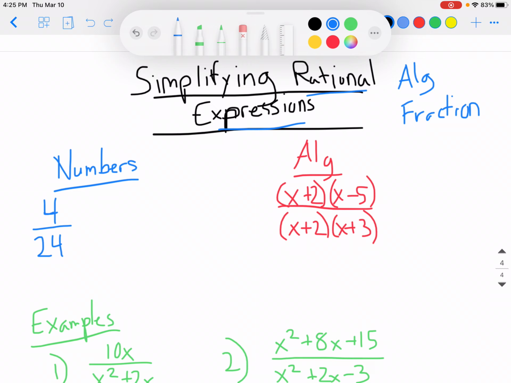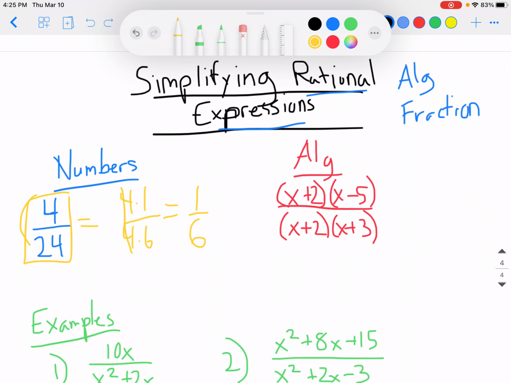So for example, let's take a look at this. If we have numbers and we see 4 over 24, we notice they have a common factor, and that factor is going to be 4. We think of this as 4 times 1, and this is 4 times 6 down here. Because they have that common factor, we can cancel it out and we get 1/6. By the time you get to this point in an algebra class, hopefully this is a piece of cake.